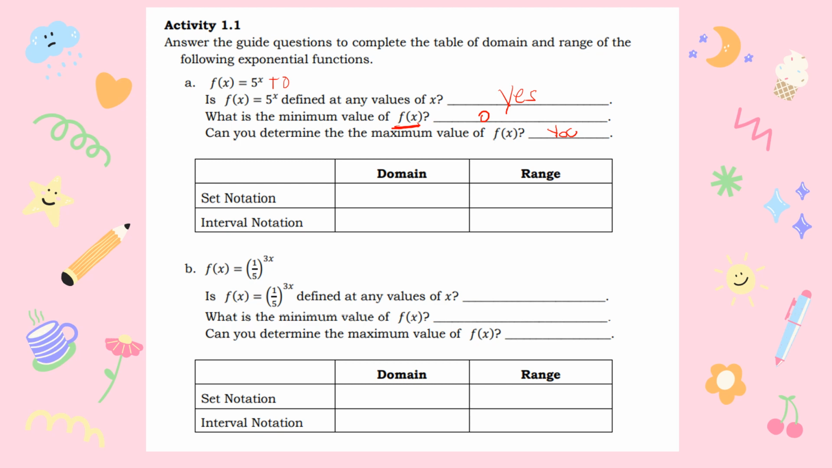So, if we will write the set notation for the domain, this will be x such that x are elements of real numbers, while in its interval notation, we have negative infinity to positive infinity. For the range, we'll have y such that y are elements of real numbers and y is greater than 0. For the set notation, interval notation, we have from 0 to positive infinity.